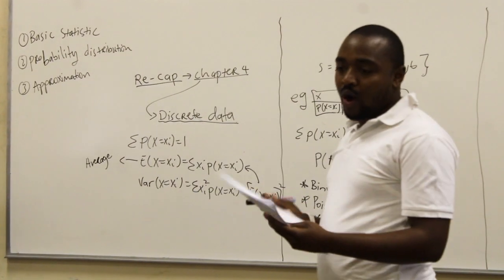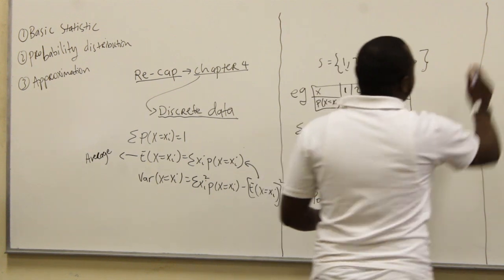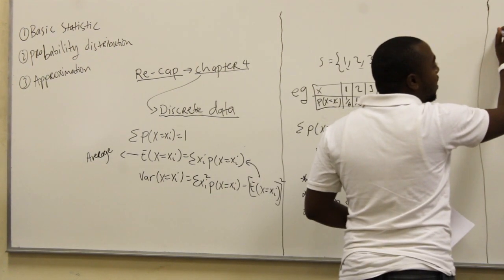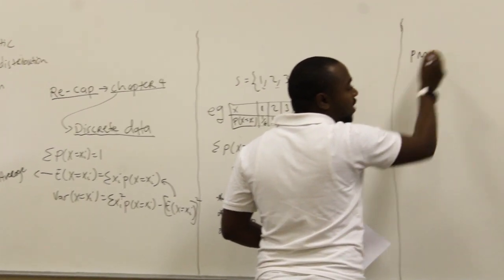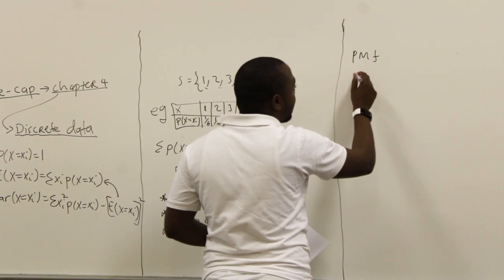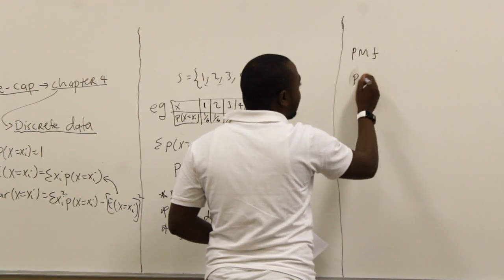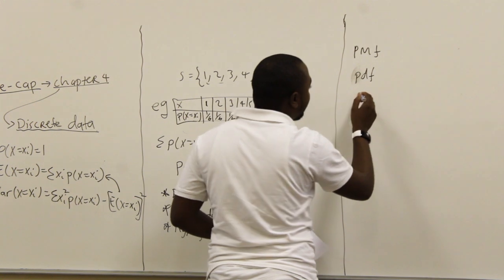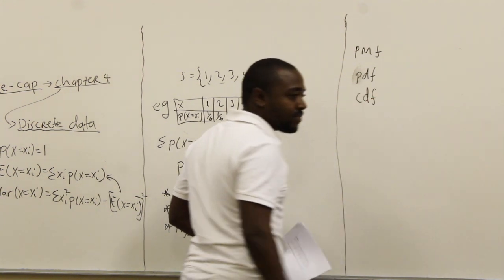Okay, so look, question 1, guys. In stats, you've got what is known as the PMF, you've got what is known as the PDF, and you also have what is known as the CDF.